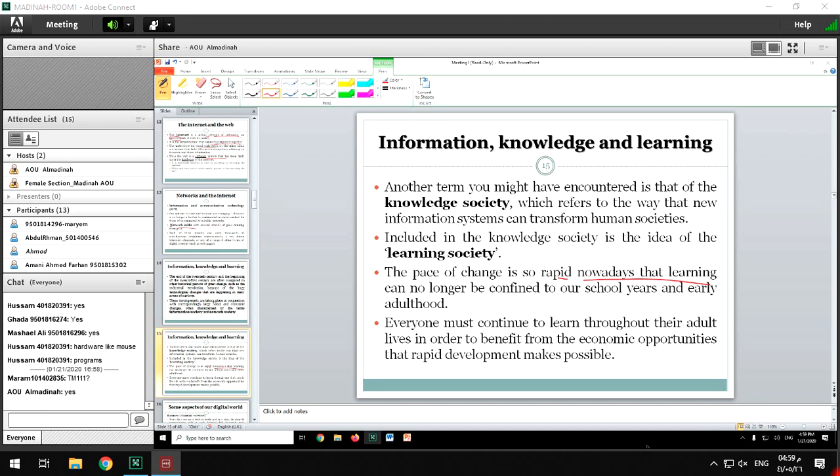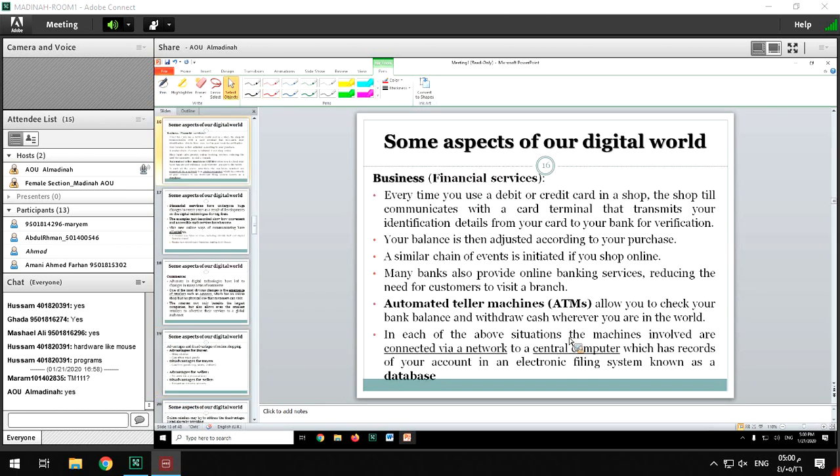So everyone must learn through their adult lives in order to benefit from the opportunities in this world. For example, businesses. In business, how technology is used, we all know that we have ATMs nowadays with us. We have online shopping. We have online banking. So you don't need to waste your time.